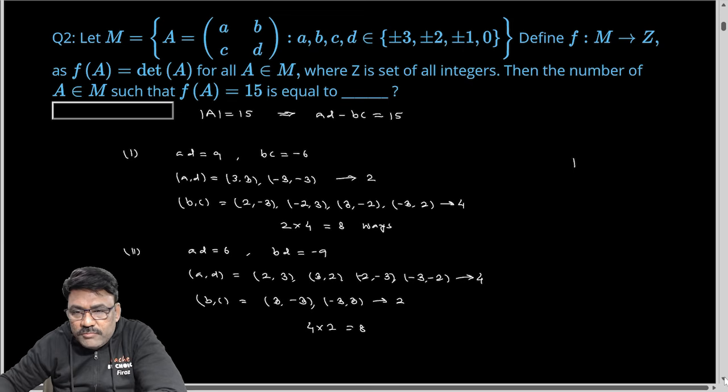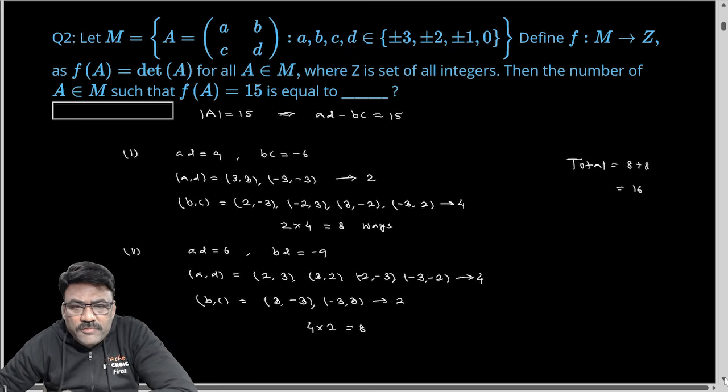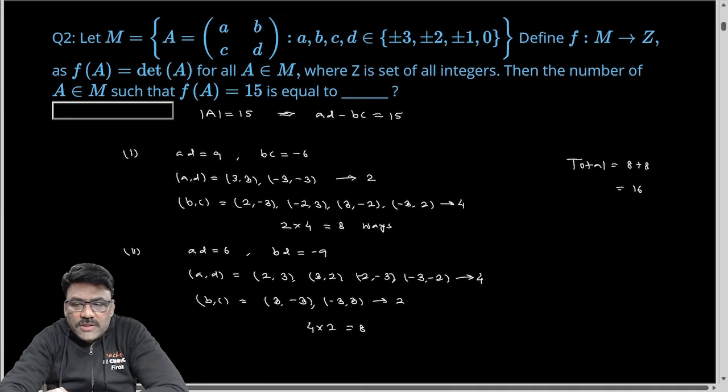The total number of matrices you can form here such that determinant is 15 is 8 plus 8, means 16 matrices. And in fact there is no other possibility for AD minus BC equal to 15. See, AD can be maximum 9, BC can be minimum minus 9. So for AD minus BC equal to 15, you have only 2 possibilities, 9 minus 6 or 6 minus 9. So hence the correct answer for this question is 16, right?